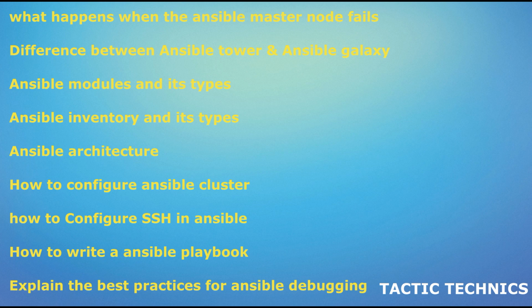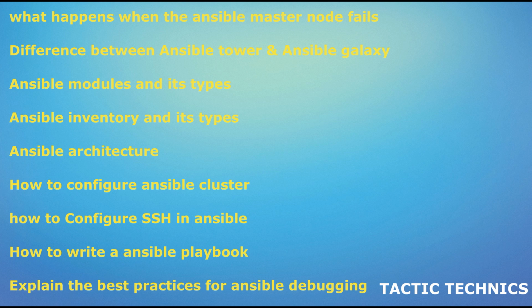Ansible modules and its types. Ansible modules are small, reusable units of code that perform specific tasks on managed nodes. They can be used to perform various types of operations, such as installing packages, creating files, starting services, and much more. There are two types of Ansible modules: core modules and extra modules.